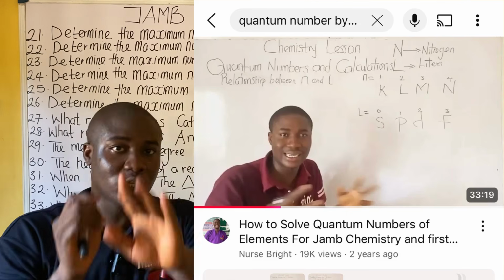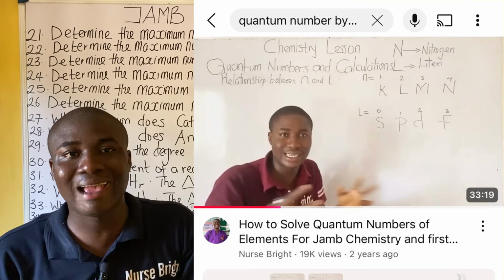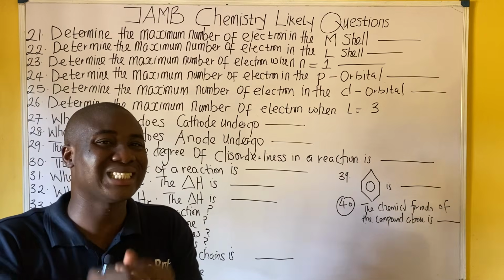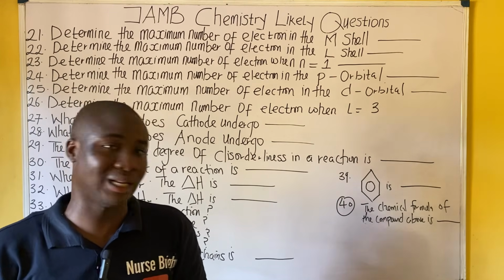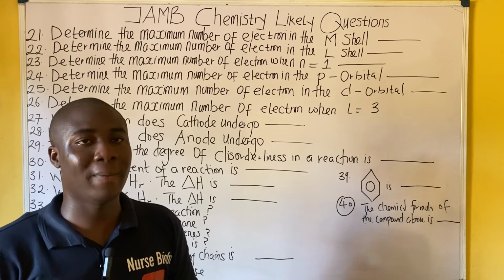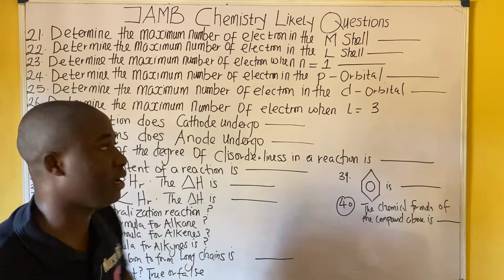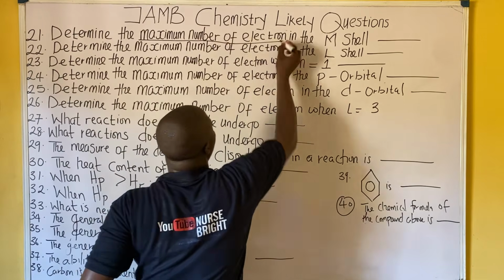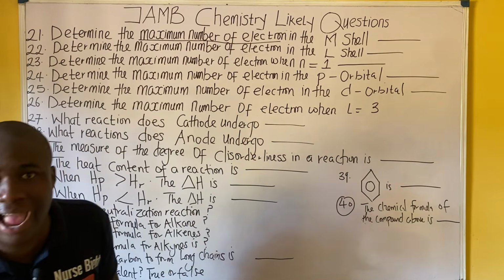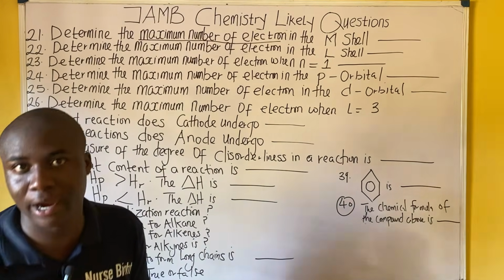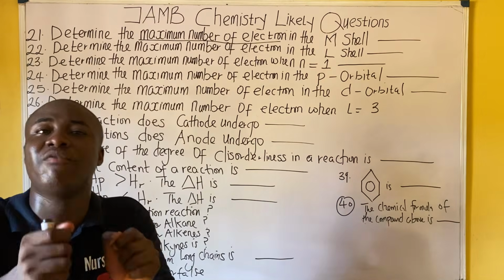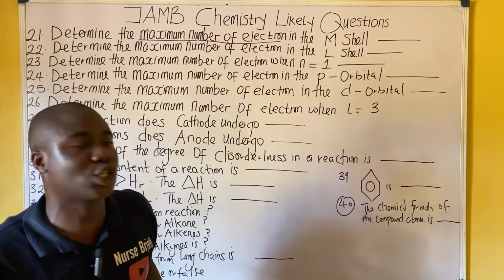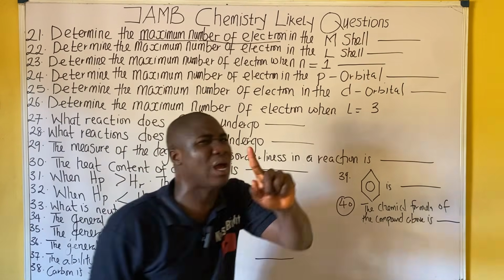Here is the video, but watch how I'll be solving this question. At the end of watching this video lesson, make sure you go watch that lesson on quantum numbers to understand other things you must know under the topic. If you observe what is happening here, this question is asking us to determine the maximum number of electrons in the M shell. So what you should take note of is that they are specifically asking us to get the maximum number of electrons in a shell. That's what I want you to know.